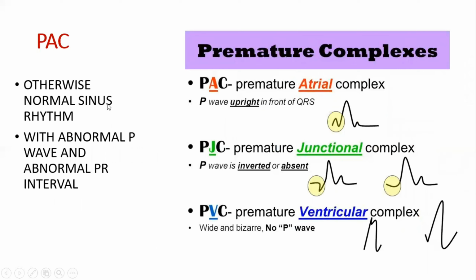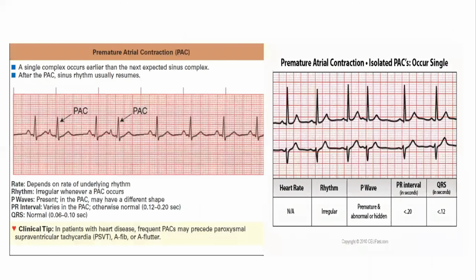PAC, in an otherwise normal sinus rhythm: P wave is upright in front of QRS, with abnormal P wave and abnormal PR interval. A single complex occurs earlier than the next expected sinus complex. This is one PAC. This is one PAC. After the PAC, sinus rhythm usually resumes.